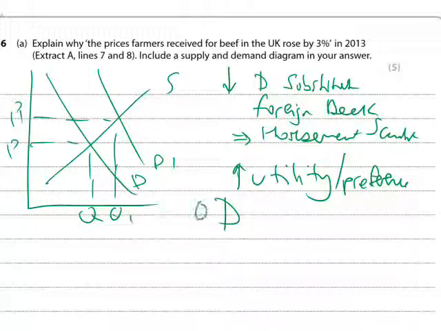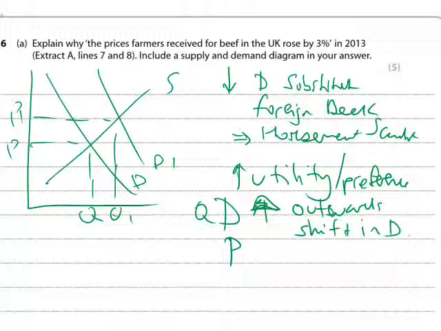Which increased the quantity demanded, and then this increased the price within the market. A good way to talk about that would also be, and this would be one mark in itself, an outwards shift in demand, and then equilibrium price rose.